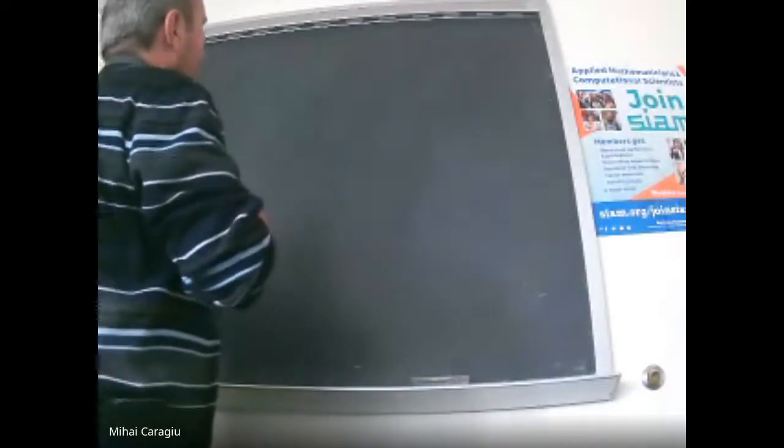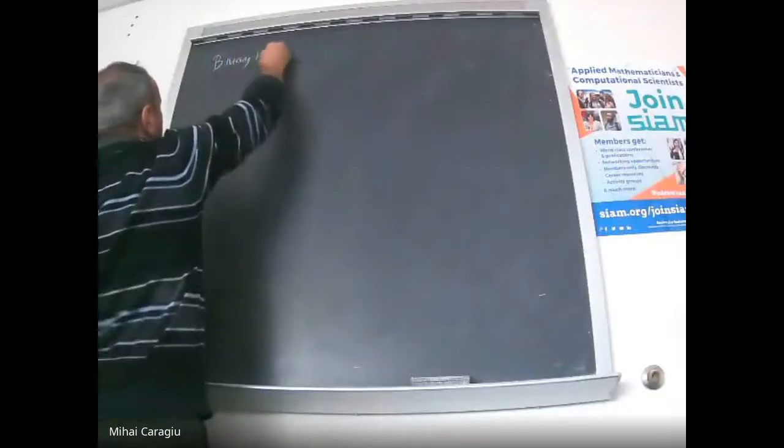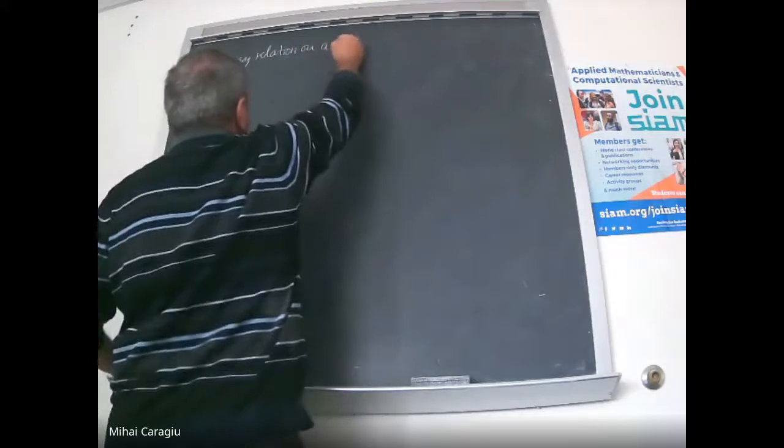In this presentation, we'll review the 4 types of binary relations on a set A.